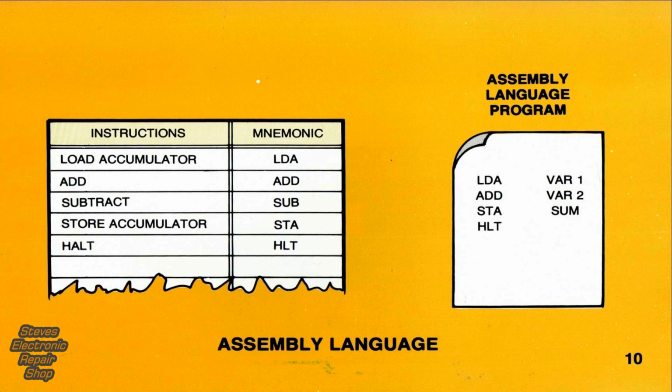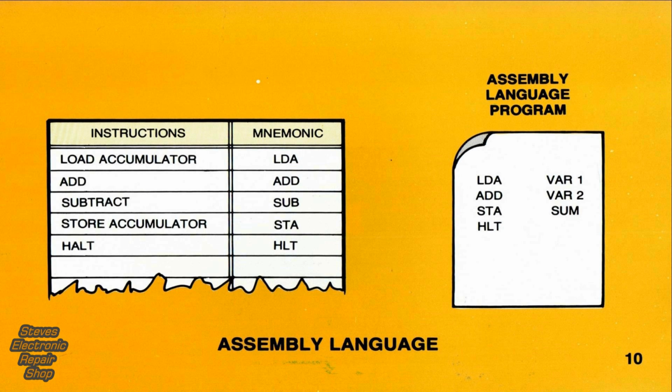Notice the mnemonic for the load accumulator instruction. It's LDA. Also check the mnemonics for the add, subtract, store accumulator, and halt instructions. Each mnemonic can easily be identified with the associated instruction, and after you use them a few times, you'll find them easy to remember. On the right, we see the assembly language program for the simple addition of two numbers. Once we understand the mnemonics, the program is easily understood.